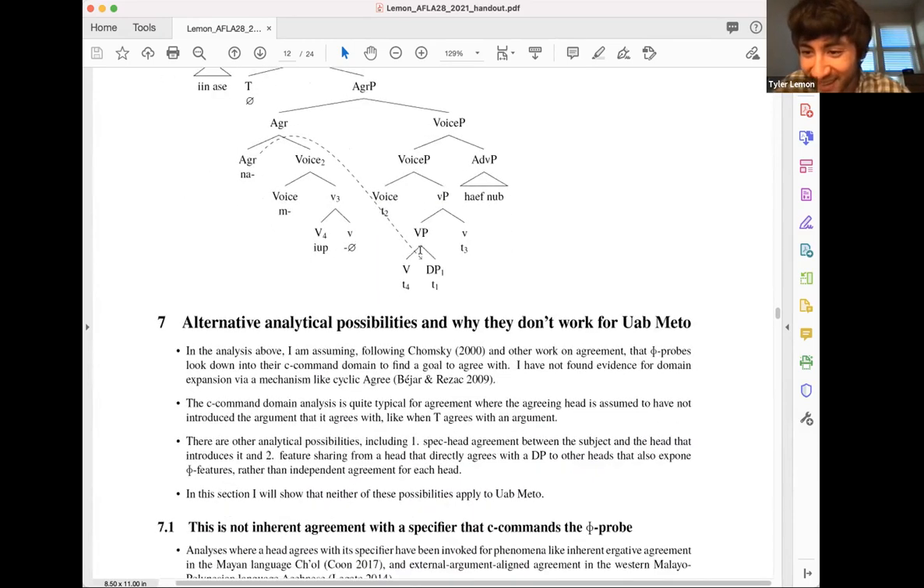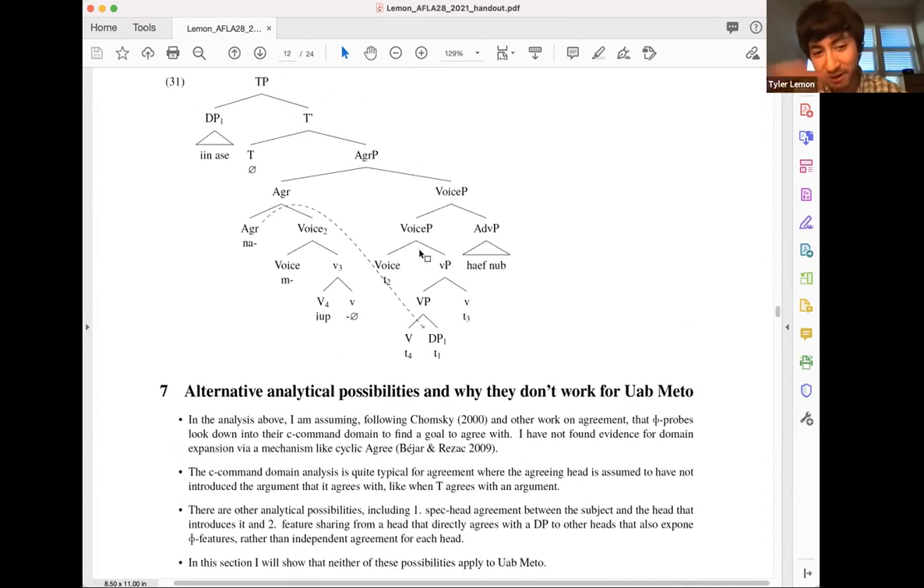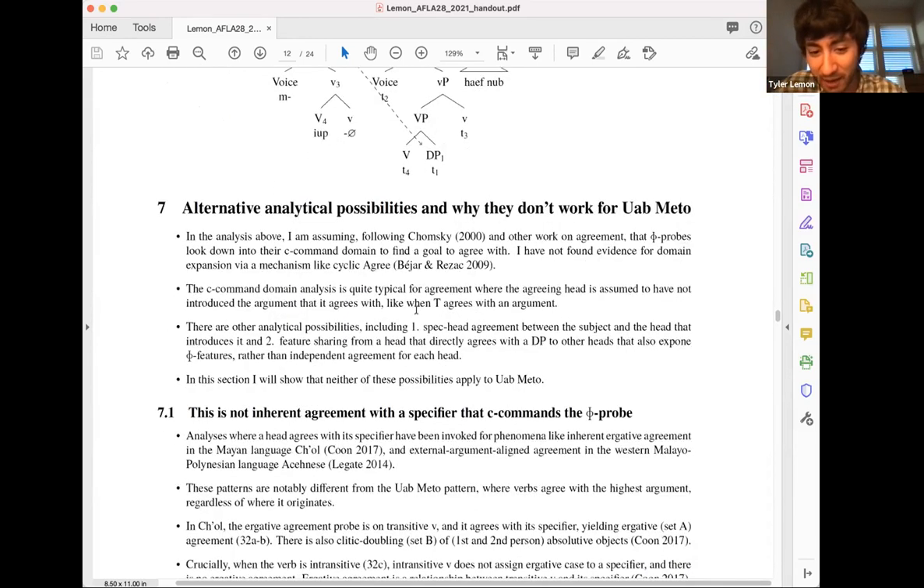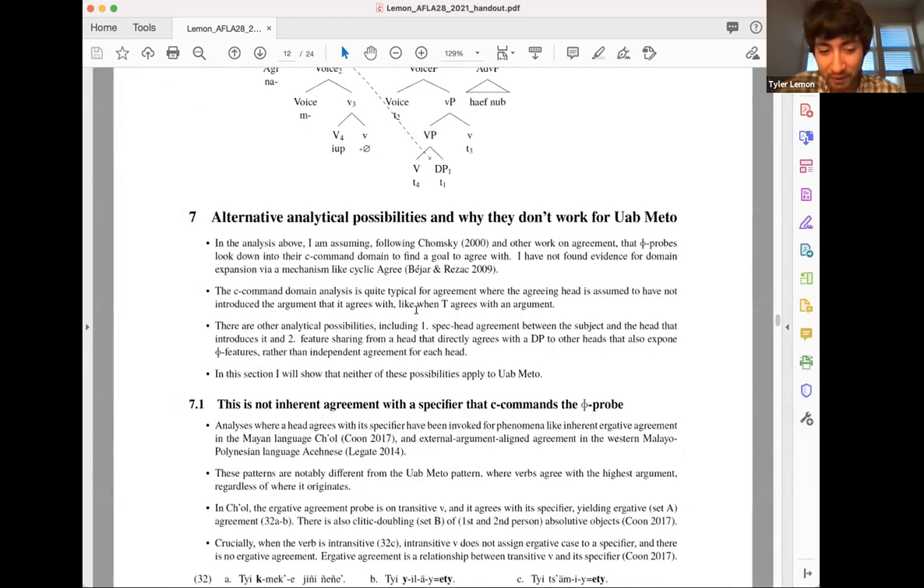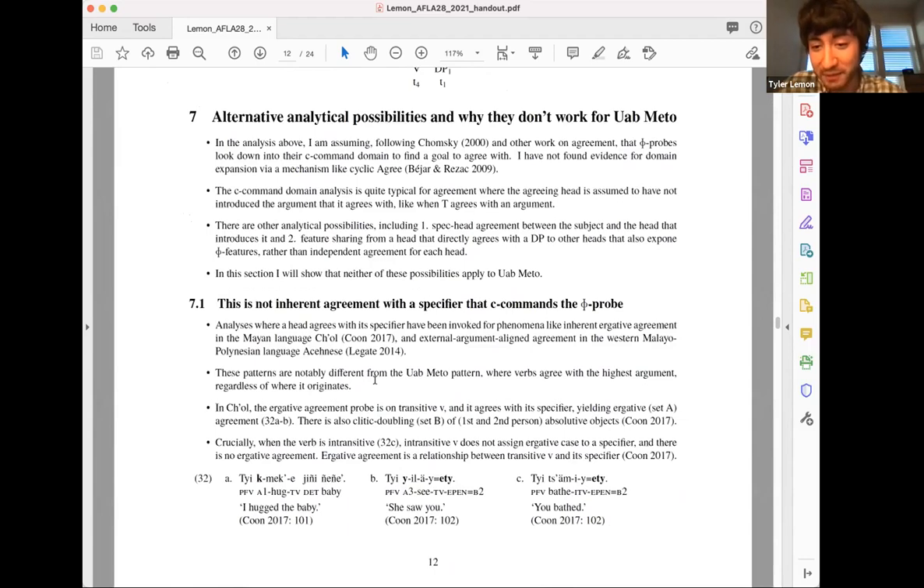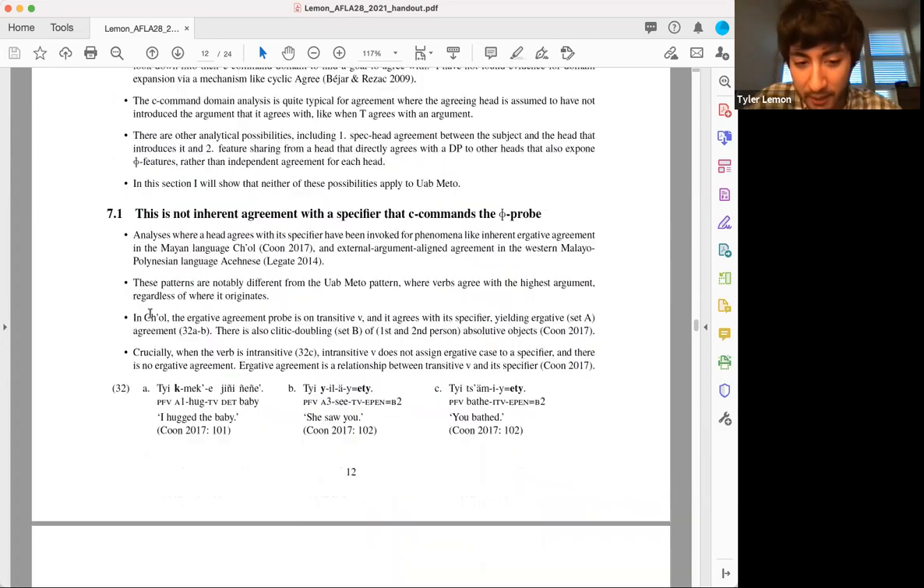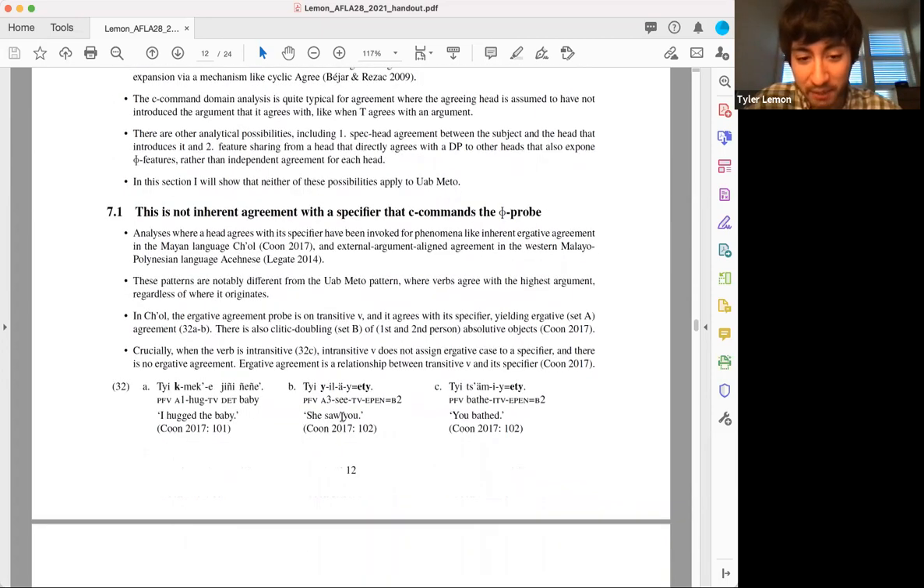minute and a half. So just very quickly, you have a pretty good idea what my analysis of the facts is at this point. I also just want to say very quickly that there are some alternatives that you could think of that just don't fit for Uab Meto. So for example, this isn't inherent agreement with a specifier that c-commands the phi probe. So for example, analyze as agreement between, say, little v and its specifier, or whichever head happens to introduce that argument.